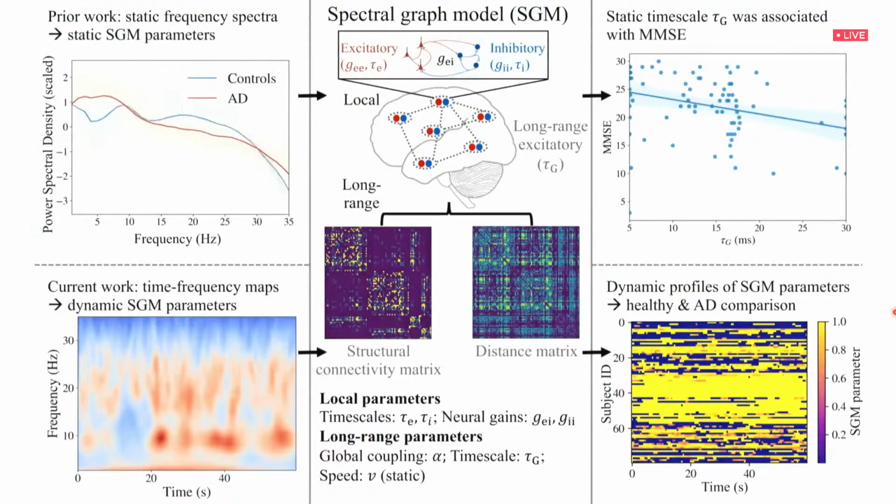So I don't see any color bars in this frequency versus time plot or in the distance matrices. Can you please open the frequency versus time graph? Yes, this frequency versus time graph.